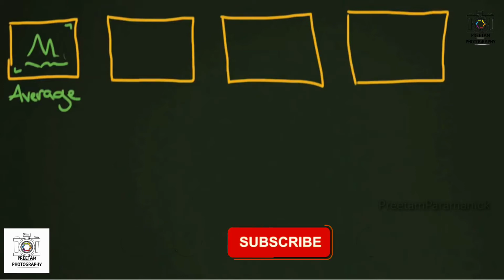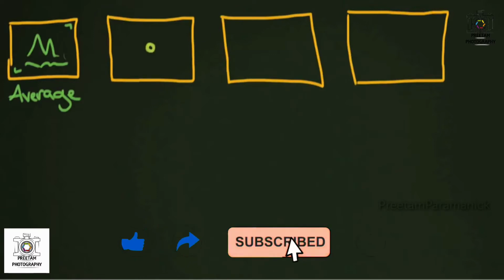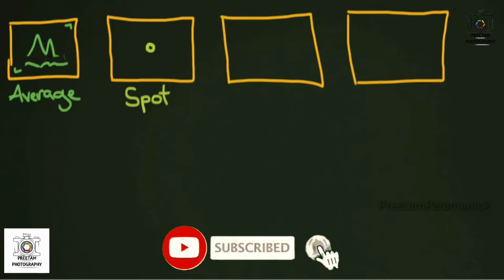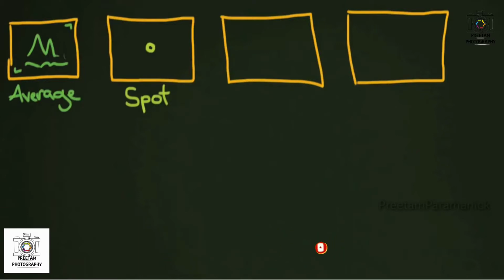Another way to do it is to have a spot meter. A spot meter is just a little tiny spot, often in the center, and it's going to just measure the light falling on that little point in the image. So you have to know where your spot is. Often it's marked on your camera. Modern cameras, you can move the spot all over the place. Older cameras, it's usually just right in the middle. And that spot meter is going to try to find 18% gray in that little point.